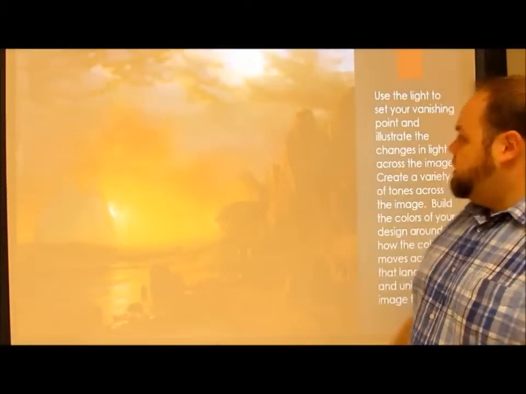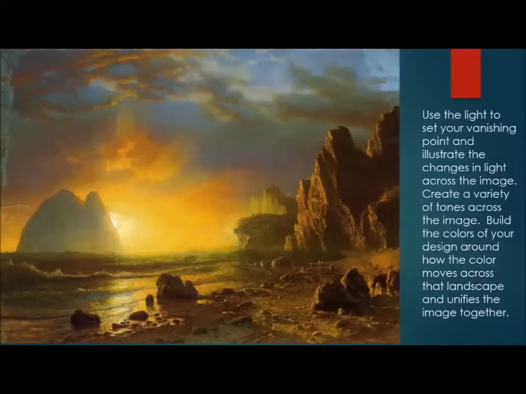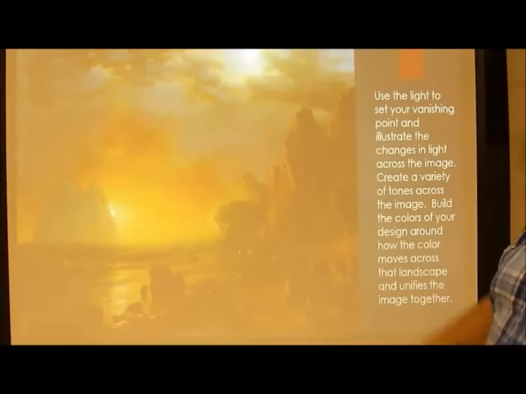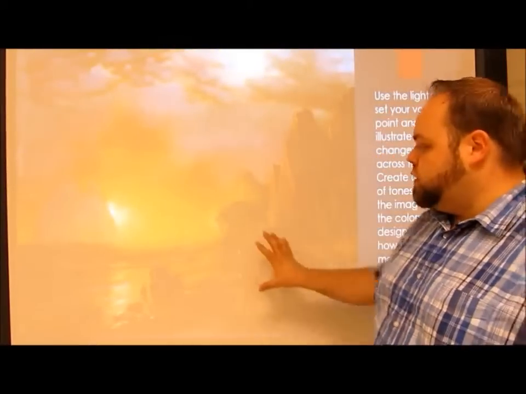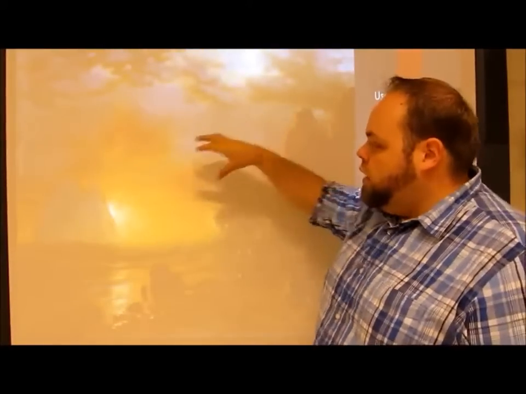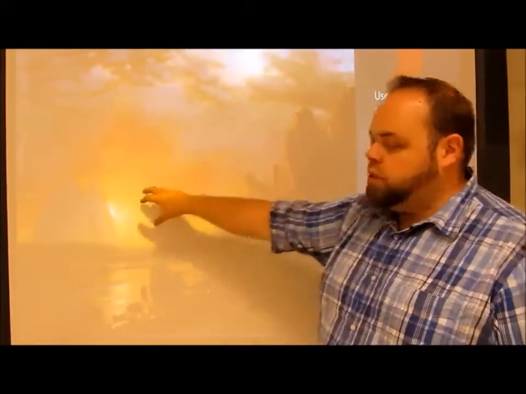Another thing to consider: use the light to set your vanishing points and illustrate the changes in light across the image. Create a variety of tones across the image. Build the colors of your design around how the color moves across the landscape and unifies the image together. Again, in this one they use the light as an anchor point. All of your design elements are going towards that sunset. It's the emphasis of the entire piece. You want to design everything going towards that one single section.